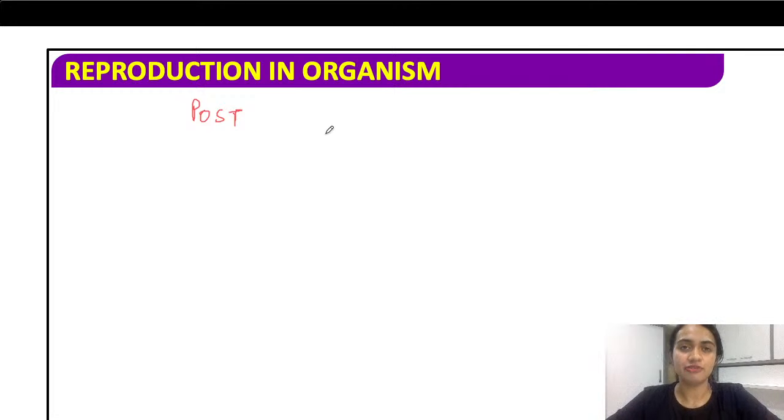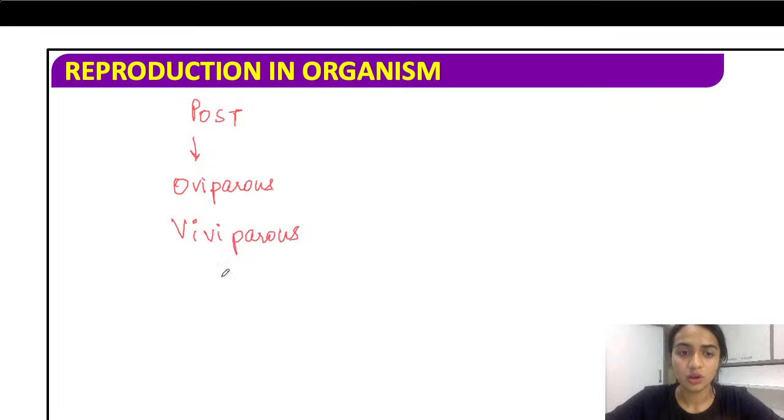What happens after that? The post-fertilization event, what we have to know is that basically the organisms will either be oviparous, or it will be viviparous, or it can be ovoviviparous. What is the difference?